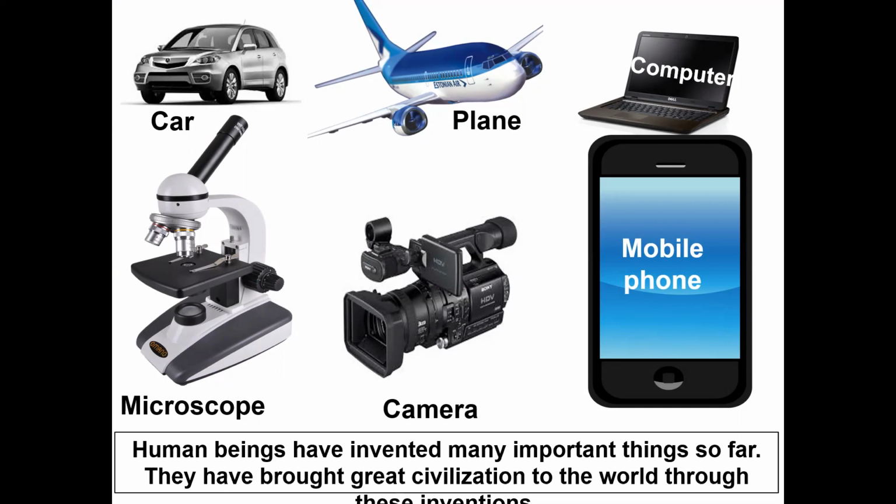Take your textbook and read the essays. You will see the sentence says here, human beings have invented many important things so far. These things, car, plane, computer, microscope, camera, mobile phone, all these things are invented by human beings. That is, human beings have invented many important things so far. They have brought great civilization, great change to the world through these inventions. Without mobile phone, we cannot think of a single day now.